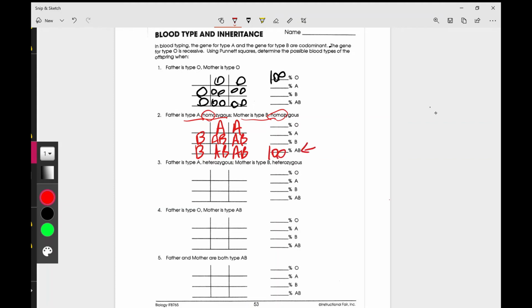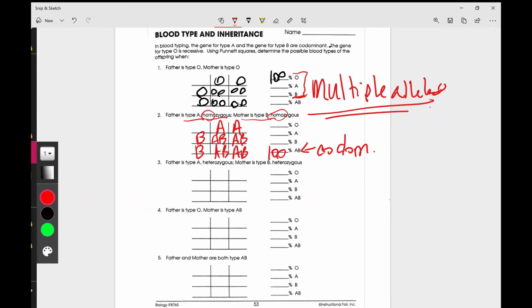This is your codominance. This right here, these three right here, are your multiple alleles. And multiple alleles, we're talking about a definition, right? This is an example of that definition. That's all you need to know, what multiple alleles are and that these are an example of multiple alleles.